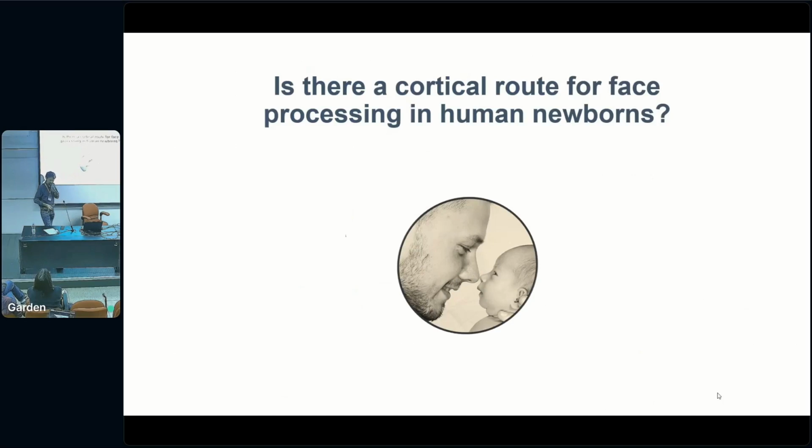This is a study that we did a few years ago. Here you will see that the low frequency really depends on the fact that we are studying newborns. We expect that the neural responses in newborns are very slow, so we need to present them with very slow stimulation. So here the idea is to investigate whether there is a cortical route to face, or better, face-like processing in newborns in the first 3 days of life.